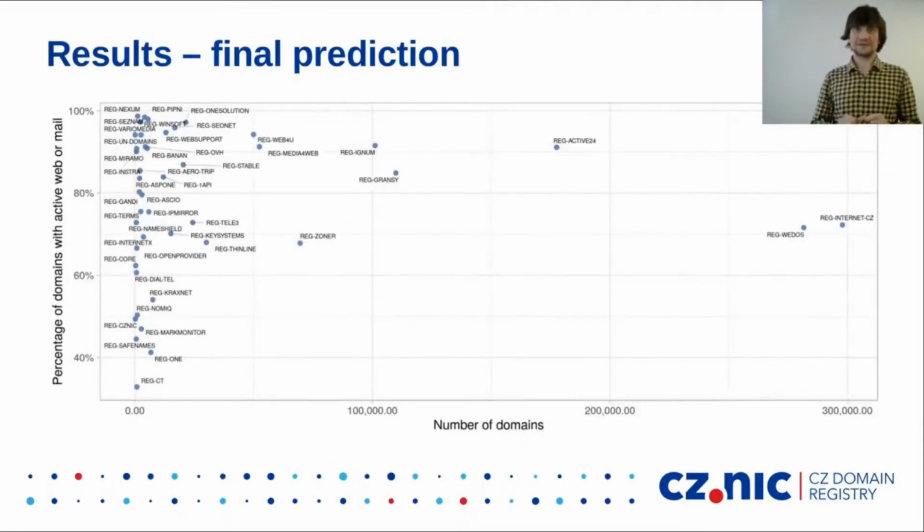And here are some results for registrars. On the x-axis we have number of domains per registrar, and on the y-axis there is percentage of domains with active web or mail. So we can see that this percentage ranges from 30 to 100% depending on the registrar, but for big players it's around 72%.